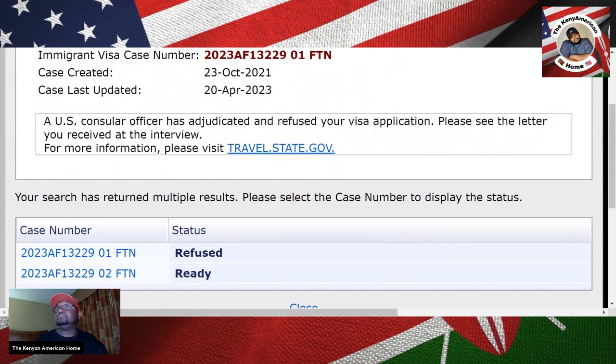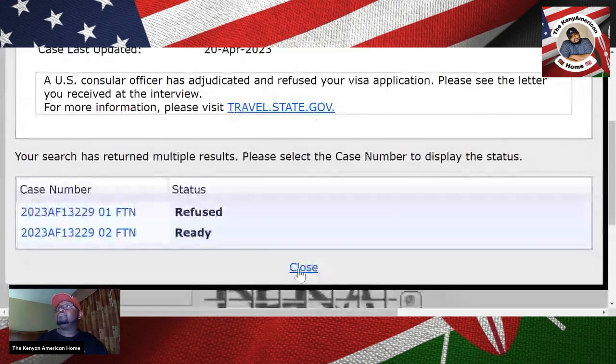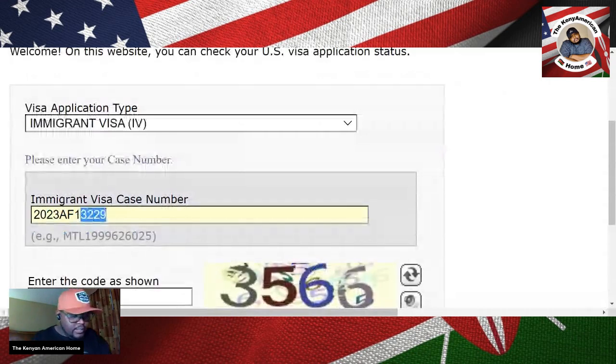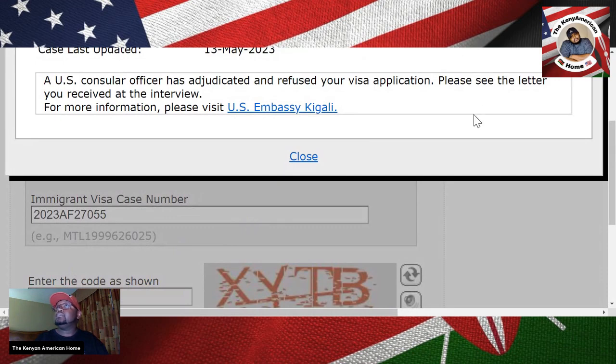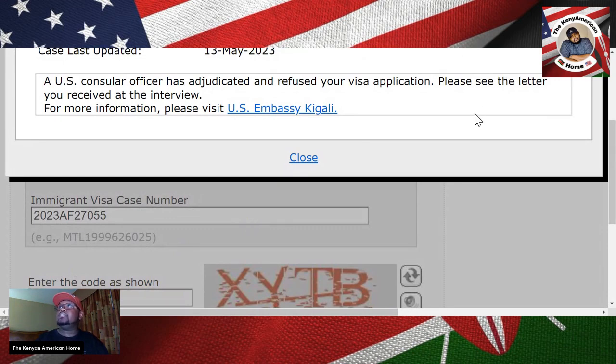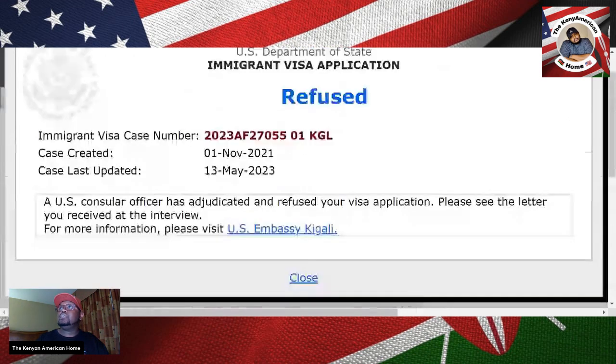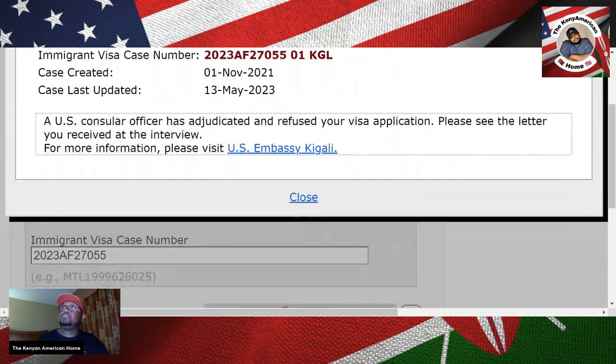All right. So that person was refused. And then let's look at another refusal. Coming to your visa, you were denied. Again, I keep forgetting to take out the one. Oh, this is the first number we've gotten so far. All right. So the embassy is in Kigali, Rwanda. In Kigali, Rwanda, it's a refusal, 2755.